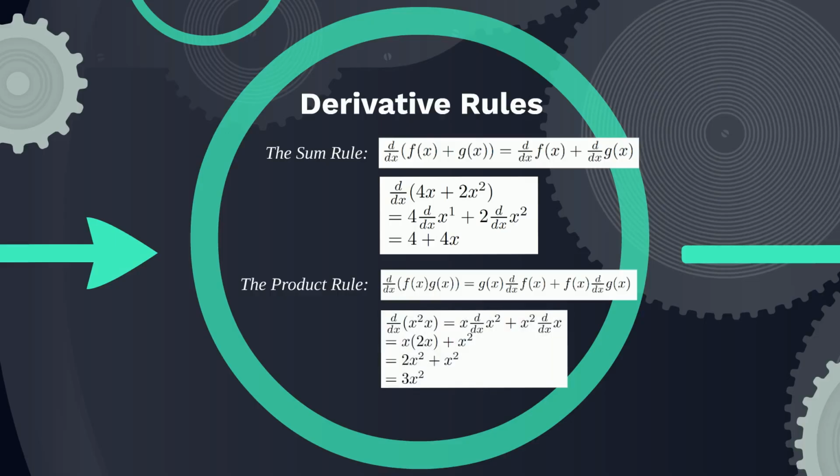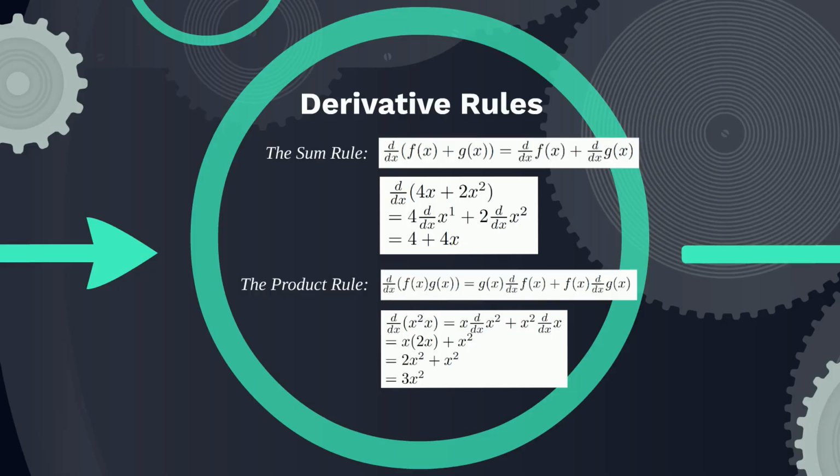So let's look at an example. If we had x squared times x, and I know we could combine these to start, but let's just view them as two separate functions for the purpose of this example. If we wanted to take the derivative of that with respect to x, we would follow our product rule. So we do the derivative of the first, which is x squared, times the second. So we have x times the derivative of x squared with respect to x. And then we add to that the derivative of the second times the first. We're going to have the derivative of x with respect to x times x squared.